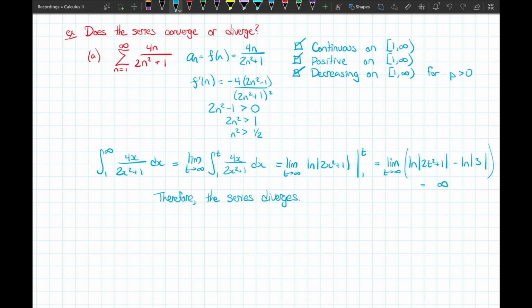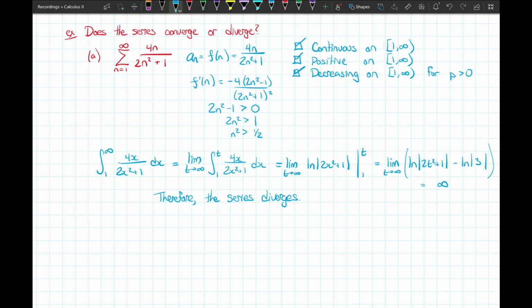Now, it's worthwhile to take a look back at this series and think about what we could do with the test for divergence. 4n over 2n squared plus 1 does tend towards 0 as n goes to infinity. So the test for divergence wouldn't actually tell us that this diverges. We need to use something like the integral test here to actually determine that it does in fact diverge.